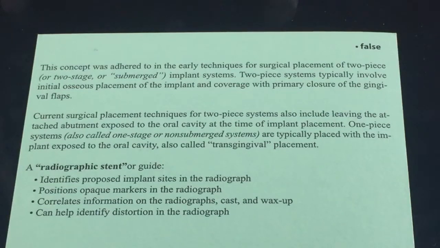A radiographic stent or guide identifies proposed implant sites in the radiograph, positions opaque markers in the radiograph, correlates information on the radiograph with the cast and wax-up, and can help identify distortions in the radiograph.